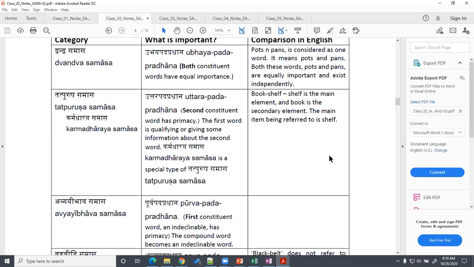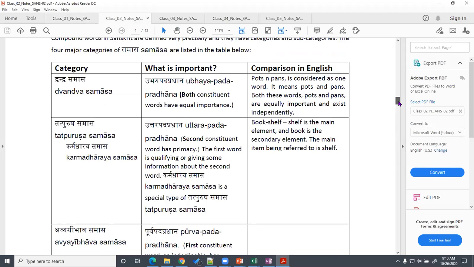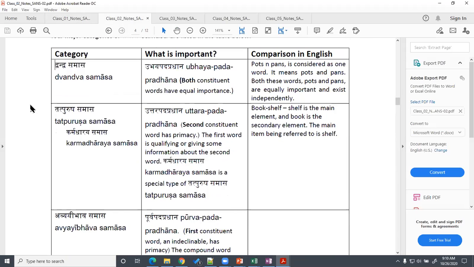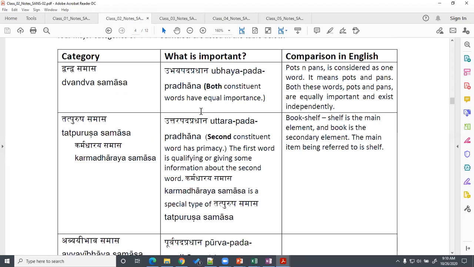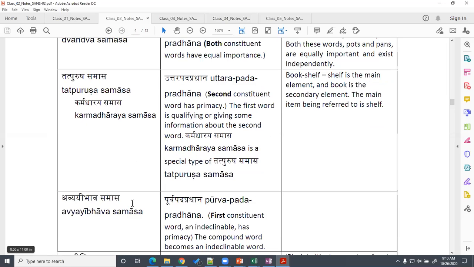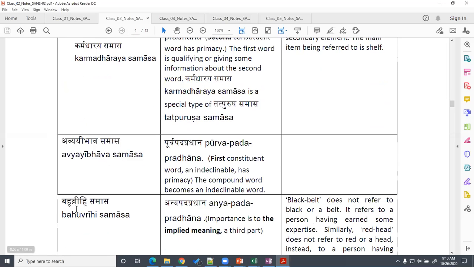Similarly, in class 2, we started with this new topic called Samasa. So Samasa, if you remember, there are 4 major types of Samasa. Dvandva Samasa, that is Ubhaya Pada Pradhana, that means both components, both constituents have equal importance. Tatpurush Samasa, the subcategory has Karmadhara Samasa for that. Avyayi Bhava Samasa and Bahubrihi Samasa.